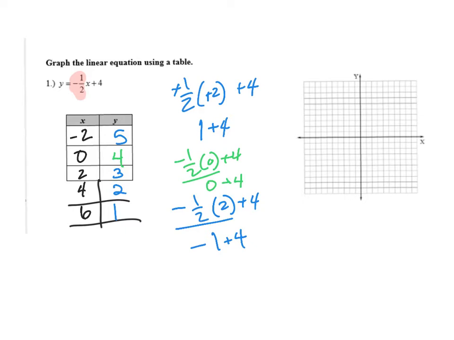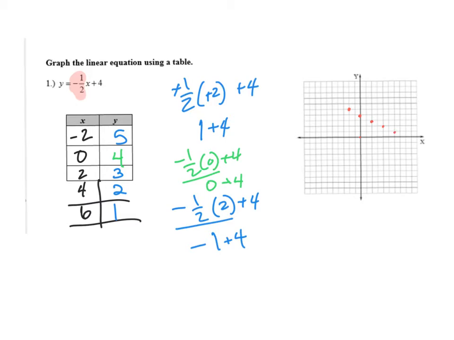So now that I have my points, I'm going to plot them on the graph. My first one is negative 2, 5. 1, 2, 3, 4, 5. So here's my first point. I'm going to erase these so I don't get mixed up. 0, 4. So 0's right here. 1, 2, 3, 4. 2, 3 would be right here. 4, 2 is going to be right here. And 6, 1 is right here.